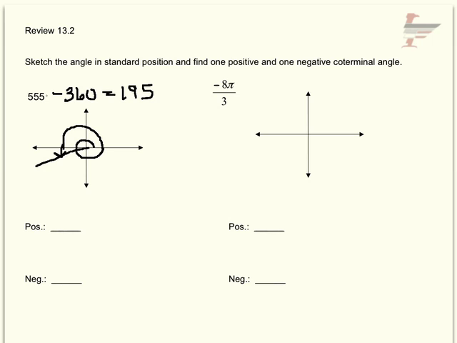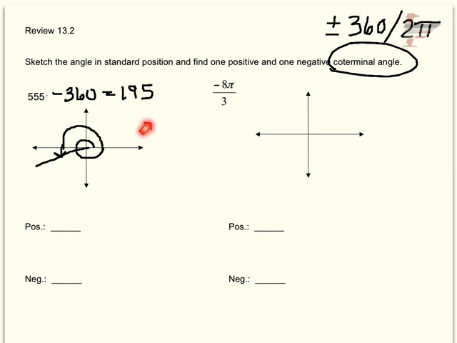So remember, coterminal is just adding or subtracting 360, or 2 pi if you're in radians. You can add or subtract as many of those as many times as you want. So I could just use this 195. I could add 360 to 555 and make it bigger. I can add 360 500 times if I really wanted to. Of course, that would be really wild.